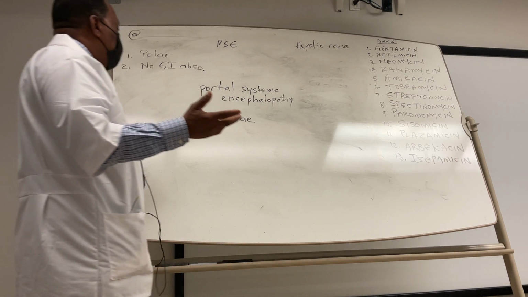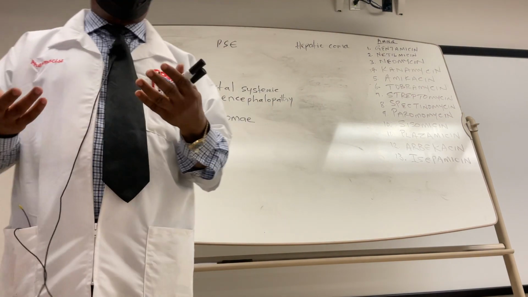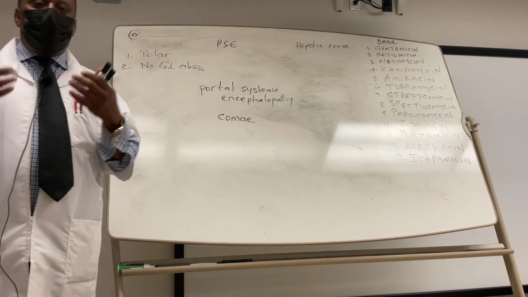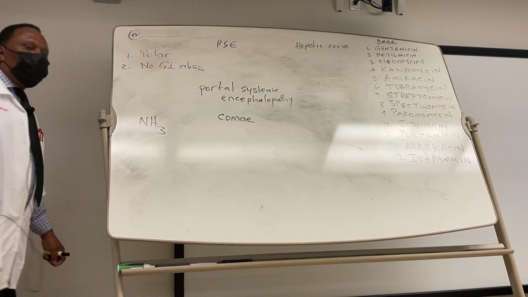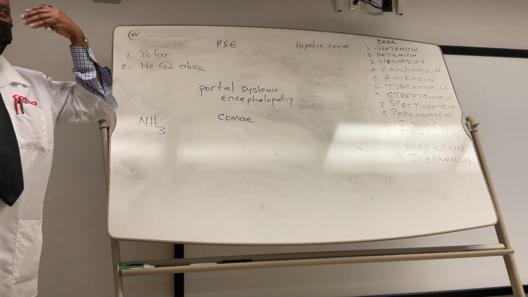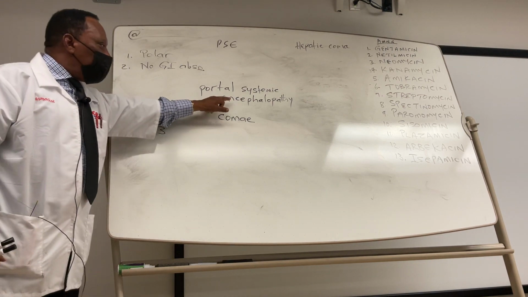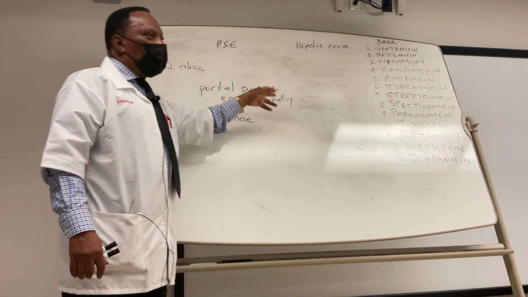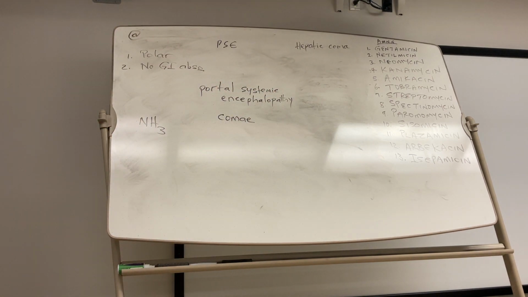And what's the main manifestation of PSE? How does it occur? You have a build-up of ammonia in the blood. If you have a high concentration of ammonia in the blood, it is transported to the brain, and then it affects the brain. It damages the brain, so you have that encephalopathy. So it's mainly due to too much ammonia in the bloodstream.